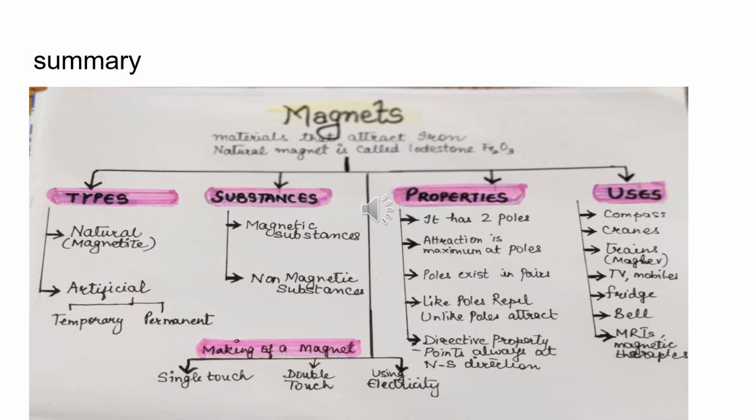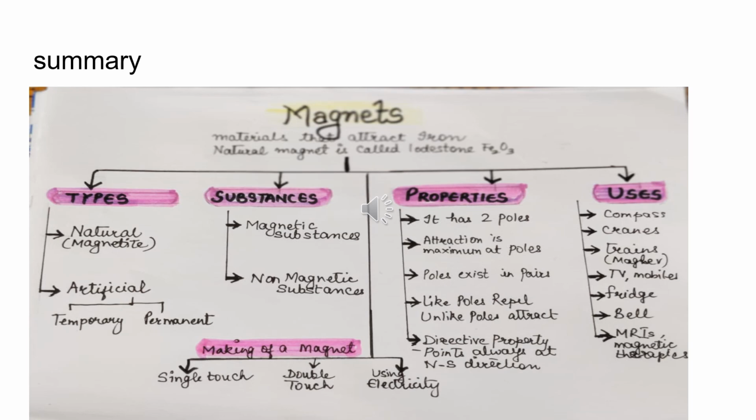So when it comes to properties of magnet, we have highlighted five. You can make it six also. It has two poles. Attraction is maximum at the poles. Poles exist in pairs, so you cannot separate the poles. Like poles repel, unlike poles attract. The directive property, whenever you suspend a bar magnet, it will always point towards, align itself towards the north-south direction. And one more property you can add here is that it attracts certain materials. So this is how you can write down the properties.